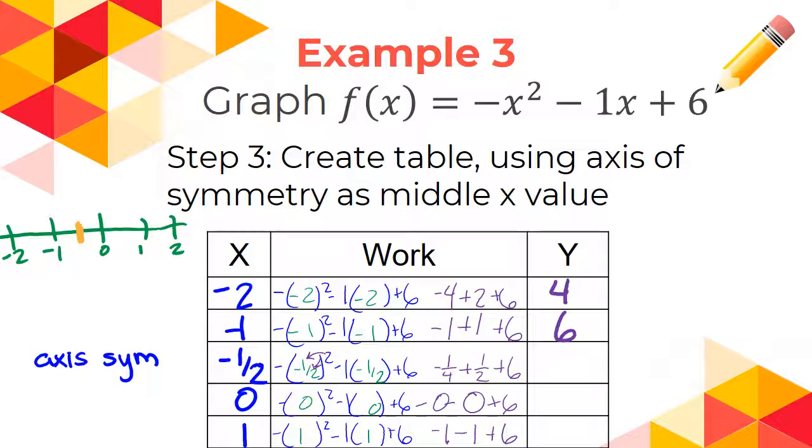Here, I'm actually going to add the positives first. 6 plus a half is 6 1/2. 6 minus a quarter is 6 1/4, or you might put 6.25.